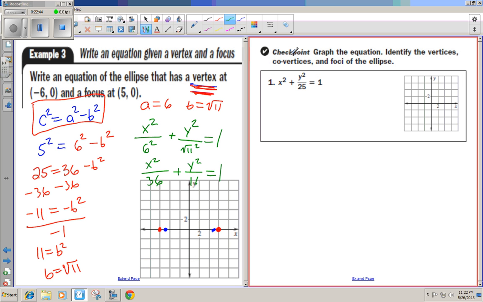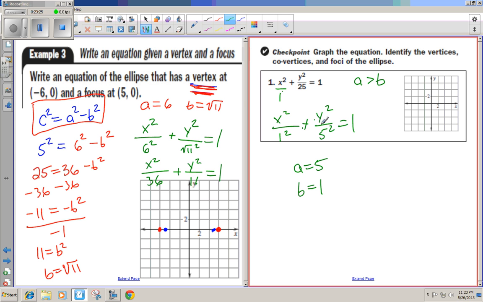All right. Graph the equation, identify the vertices, covertices, and the focus of the ellipse. This one looks a little bit different, but it shouldn't throw you because all you're dividing by is 1. Therefore, x squared over 1 squared plus y squared over 5 squared equals 1. This is now in standard form. And since a is always bigger than b, that means a is 5, b is 1.